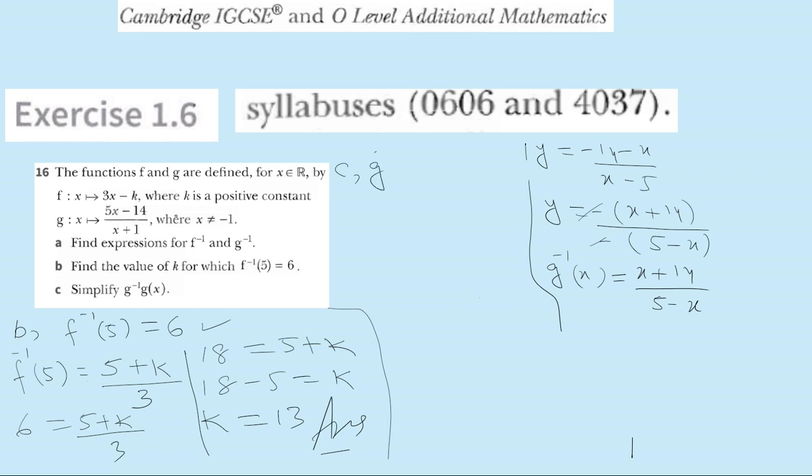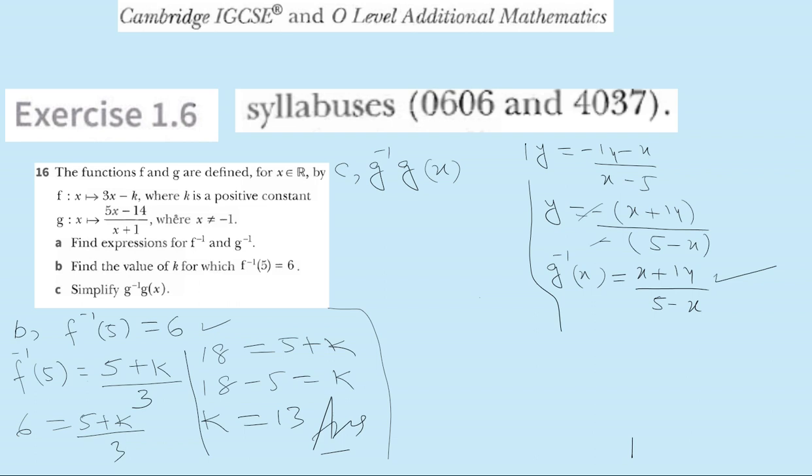Simplify G inverse G of X. G inverse G of X means this is the composition of two functions. So G inverse Gx means we have to put the whole Gx in G inverse of x. So this is the G inverse, this is x plus 14 upon 5 minus x.